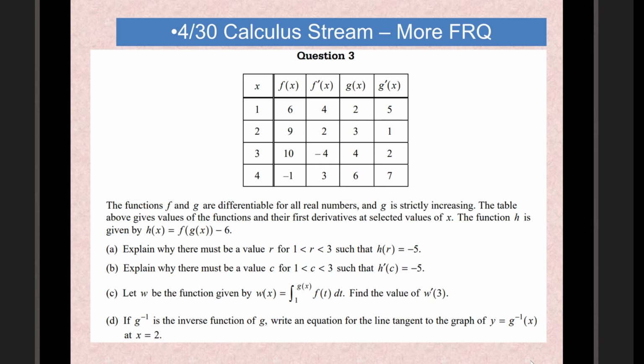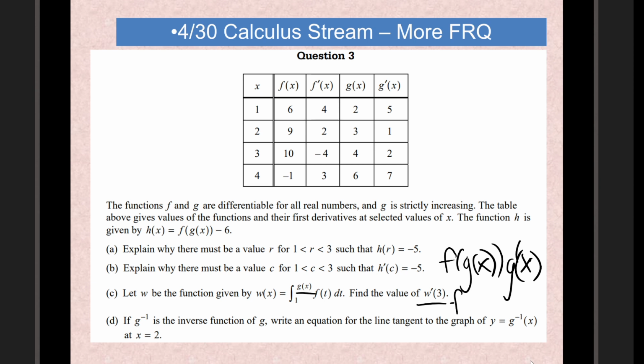The third part says let W be this different thing, the integral from 1 to g of x of f of t dt. Find the value of W prime. Well, this is the second fundamental theorem, so another theorem that says if you take the derivative of an integral, all you do is plug in, whoops, I goofed. You plug in the bound, g of x, and you multiply by the derivative of that bound, g prime of x. Like so. And then you just plug in 3.